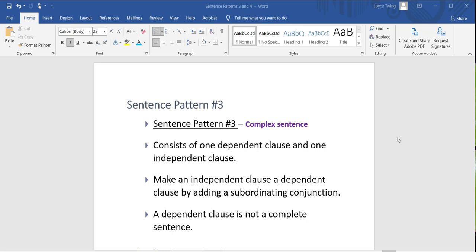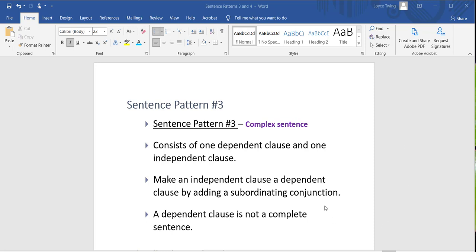Now, we already know what an independent clause is, so now we're going to look at what a dependent clause looks like. So we basically turn an independent clause into a dependent clause by adding a subordinating conjunction. We've already heard about coordinating conjunctions. Conjunction, junction, what's your function, from the old grammar videos, the grammar songs.